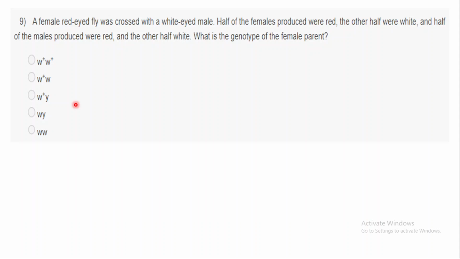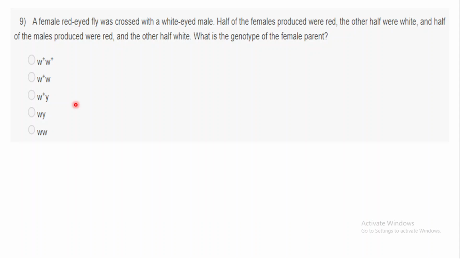Now what happens to them? Half of the females produced were red, the other half were white. So out of the female progeny, half of them were red, half of them were white. Half of the males produced were red, and the other half were white. So if you jot down, half of the males are white, half of the females are white, half of the males are red, and half of the females are red. Then what is the genotype of the female parent? We are here to find out what genotype the female parent must carry, so that when crossed with a white-eyed male, it will produce offspring with these frequencies: half of the females red, half of the males red, half of the females white, and half of the males white.